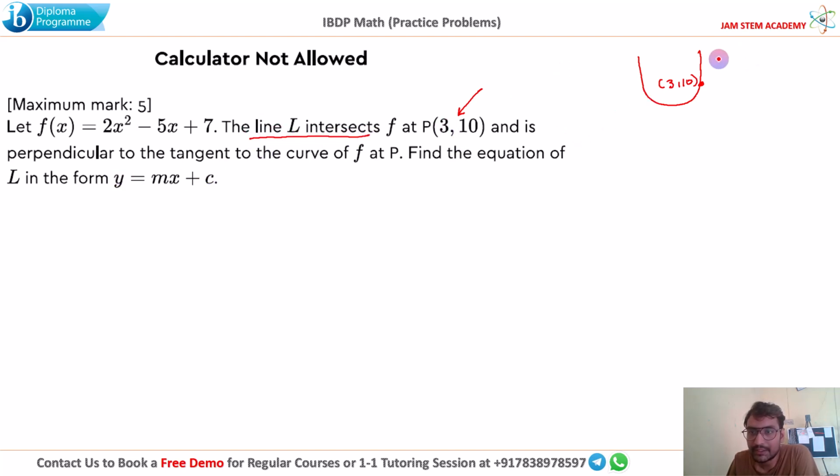So first, let's draw the tangent line. This is the tangent line. Now our required line L is perpendicular to the tangent itself. Means this line is our required line L. Now I have to find the equation of this line L.